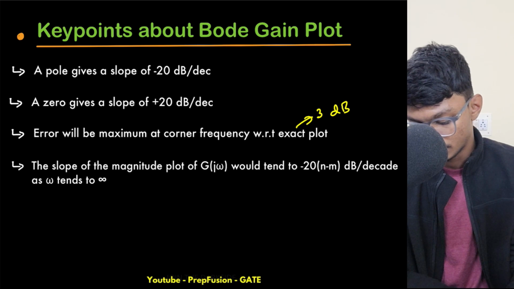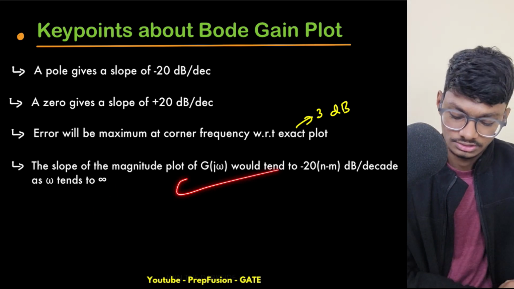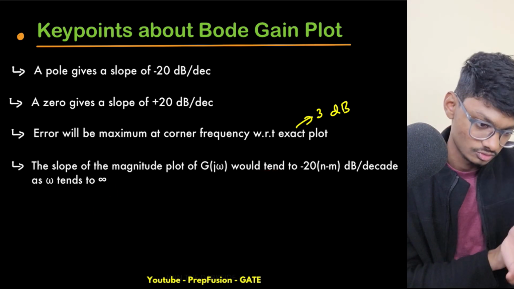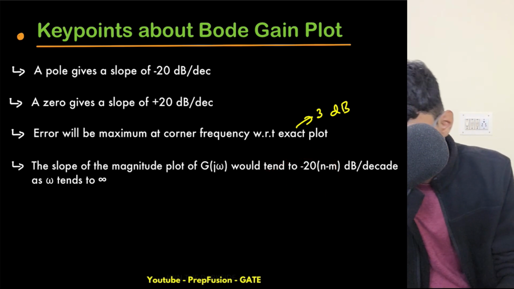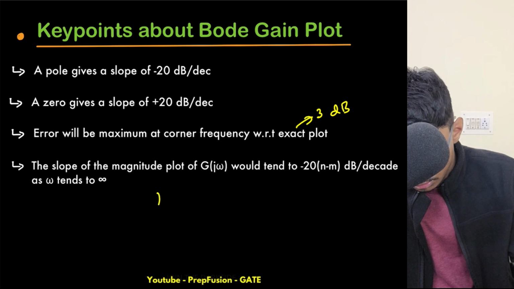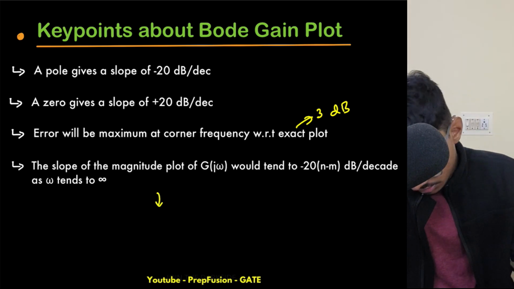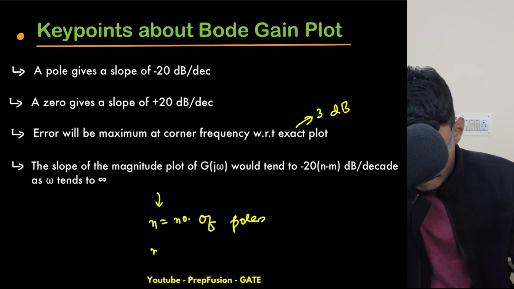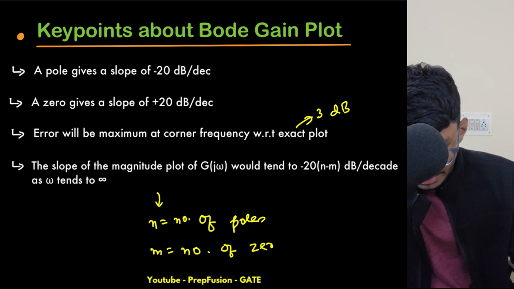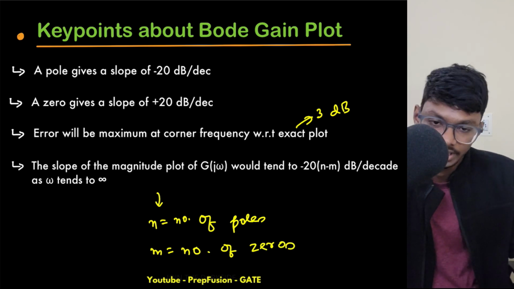If you don't understand this one, don't worry, you don't have to understand. This is just for the written context. Obviously when we solve questions, there you will understand. Okay, what does this n minus m represent here? So here I should write that n is the number of poles, m is the number of zeros. So let's say I have two poles and 1 zero.